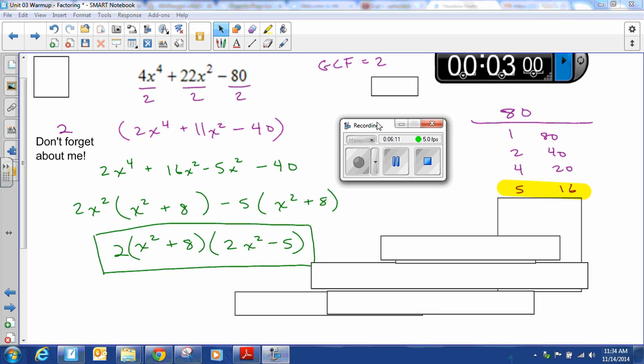This is factoring trinomials with leading coefficient greater than 1 using splitting the middle term and then grouping. Good luck.